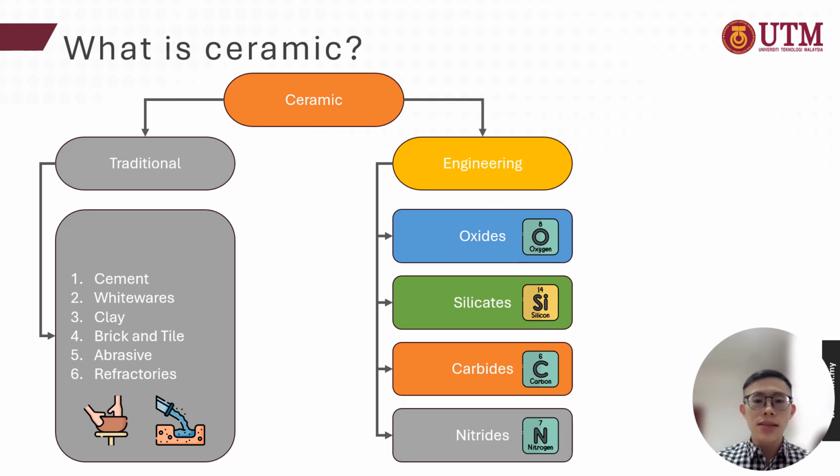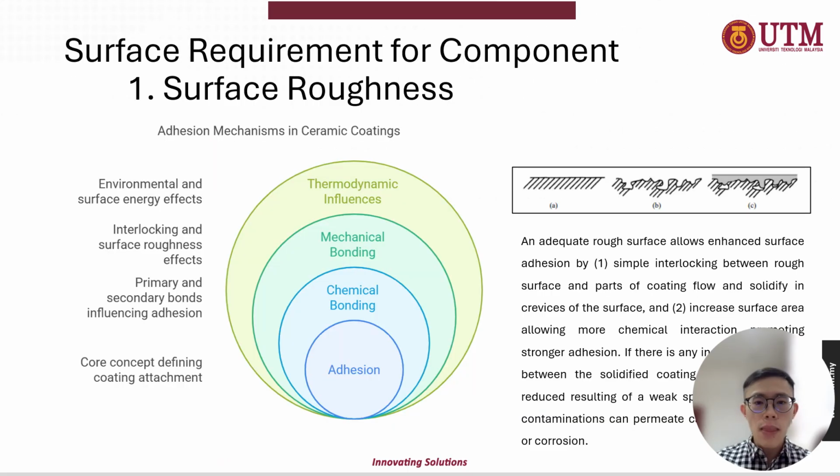So what is ceramic? As we conventionally know, ceramic usually comes from the traditional portion, that is cement, whiteware, clay, brick and tile, abrasives, and refractories. In Bahasa Malaysia they call it the periuk belanga or something like that. But ceramic in engineering, we are looking at oxide, silicate, carbide, and nitride, meaning these elements are in the ceramic component.